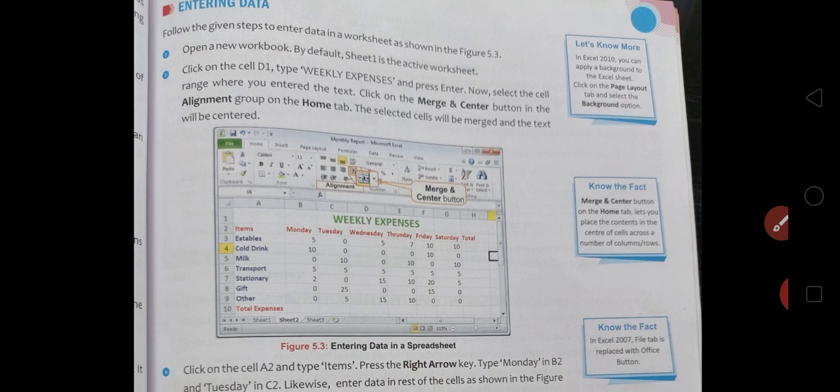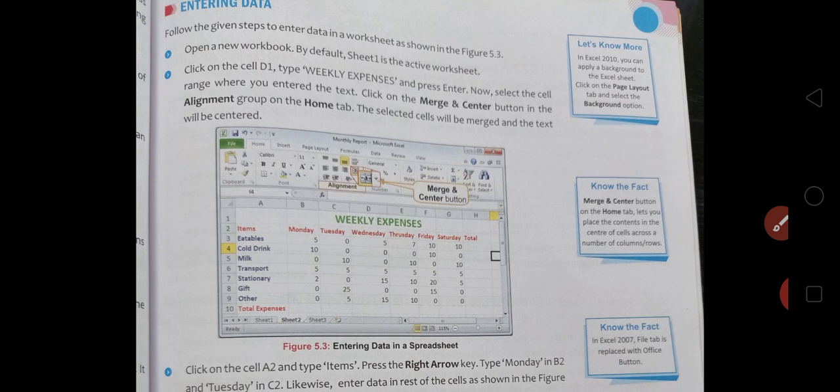This figure is given here, children, and some data is being entered here. So we can see how data can be entered. First of all, we open a new workbook. By default, Sheet1 is the active worksheet. Click on cell D1. Now you can see, children, D1: A, B, C, D. D1 cell we have selected, and we type here the heading of this worksheet, that is Weekly Expenses, and we press enter.